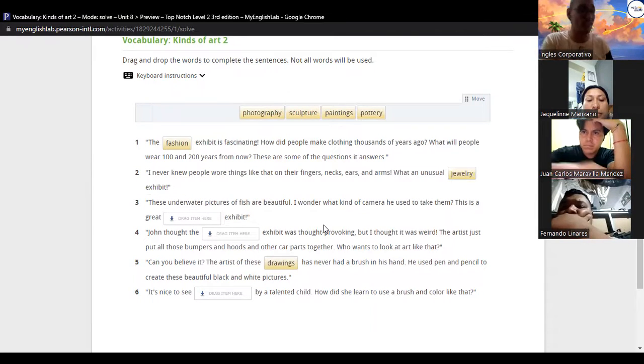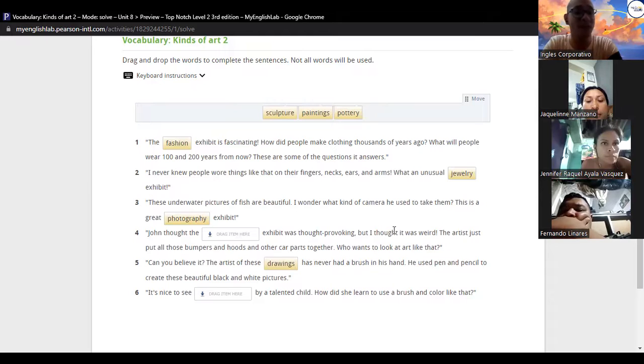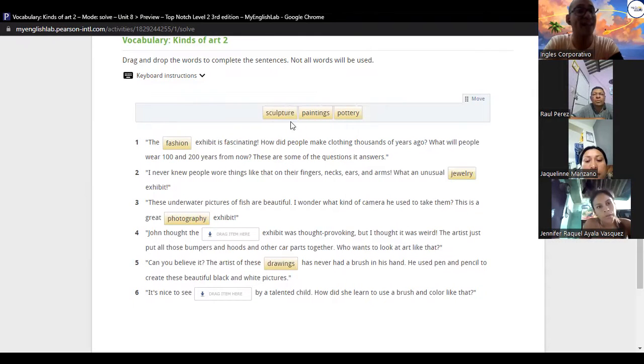Let's go with number three. These underwater pictures of fish are beautiful. I wonder what kind of camera he used to take them. This is a great photography exhibit. That's correct. John thought the exhibit was thought-provoking, but I thought it was weird. The artist just put all those bumpers and hoods and other car parts together. Who wants to look at art like that? Sculpture. That would be a sculpture.